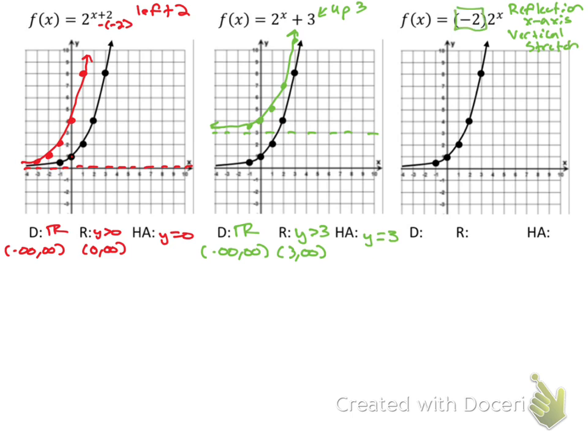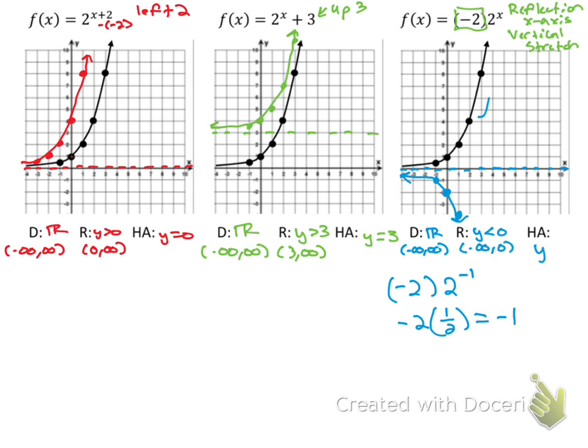Here, I went ahead and did the points. This is harder to do, so you can't just copy it. I plugged in negative 1. You get negative 2 times 2 to the negative first. 2 to the negative first is 1/2. Negative 2 times 1/2 is negative 1. So I plotted that point. Then I did 0, negative 2.